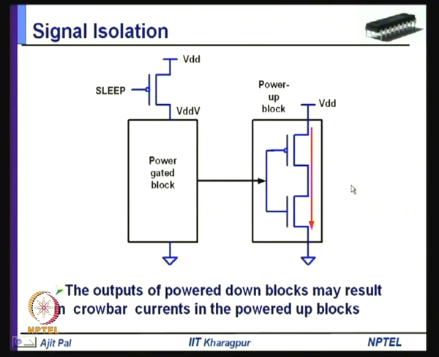The question is, how can this short circuit current be prevented? To prevent this, you have to use what is known as signal isolation. So, you have to isolate this power gated block from the powered up block. You have two types of circuit present in a circuit in operation. Some part will be power gated, some part will be active. So, there is an interface between the power gated block and a powered up block.